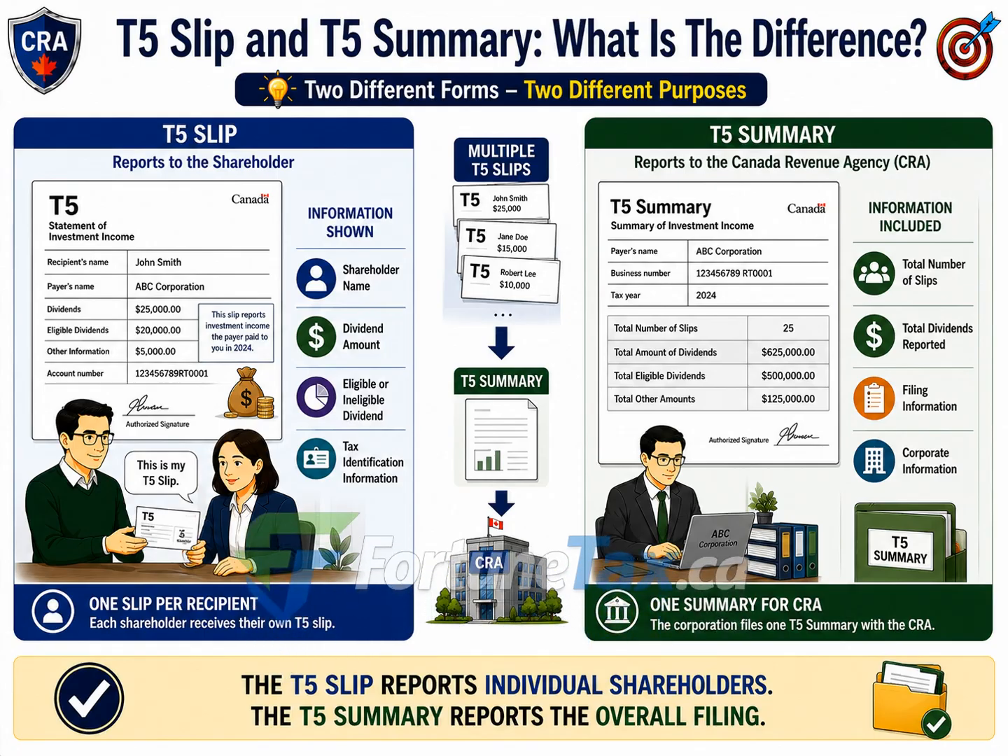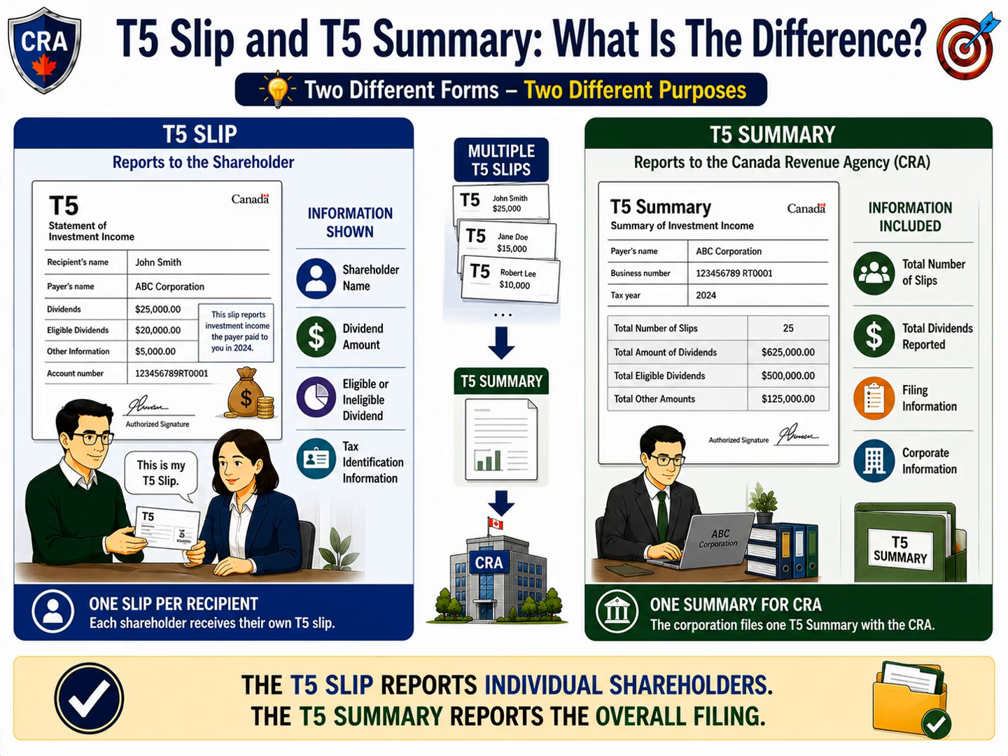A simple way to remember the difference is this. The T5 slip focuses on the individual shareholder, while the T5 summary focuses on the overall filing. Every shareholder receives their own T5 slip, but the corporation generally files only one T5 summary for the reporting year. Understanding this distinction is important because both forms are required parts of the reporting process.